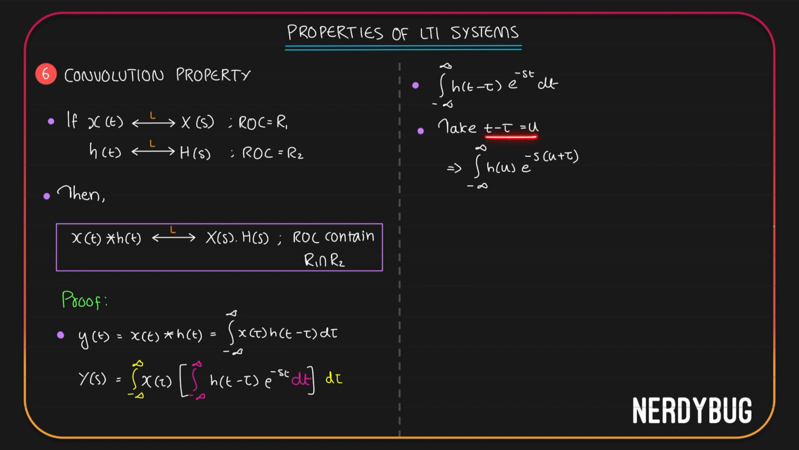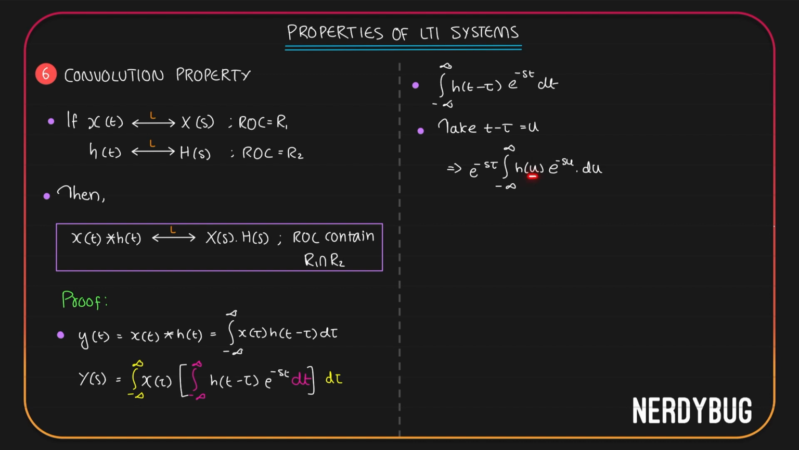Differentiating both sides of this equation, we get dt minus d tau is equal to du, but tau is a constant, so d tau is 0, and dt is equal to du. So here we can write du. Over here we have e raised to minus s into u plus tau. We can write it like this: e raised to minus su multiplied by e raised to minus s tau. Now the integral is with respect to the variable u. So e raised to minus s tau is a constant. We can take it out of the integral.